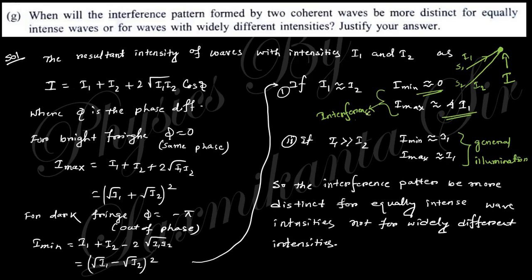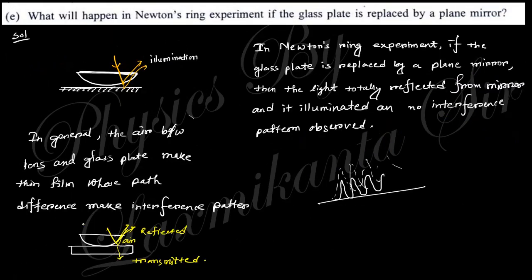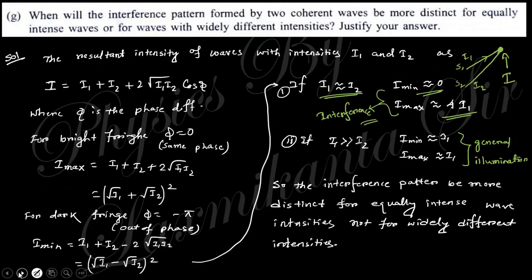Interference pattern will be obtained when the intensities of the light from these two coherent sources are nearly equal. Then the interference will be prominent. When the intensity of one light is much greater, or their difference is much higher, then what happens? There we get general illumination, which was already discussed in this question. Here you can see this reflected part is more intense, so this high intensity light gives you the general illumination. Okay, so I think you can correlate these two questions like that.